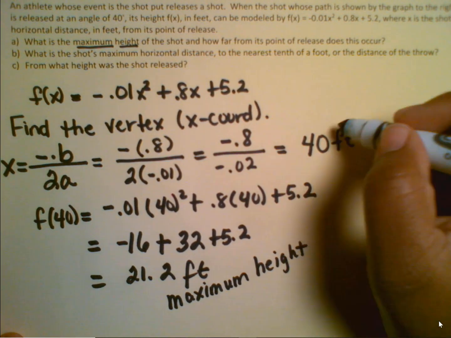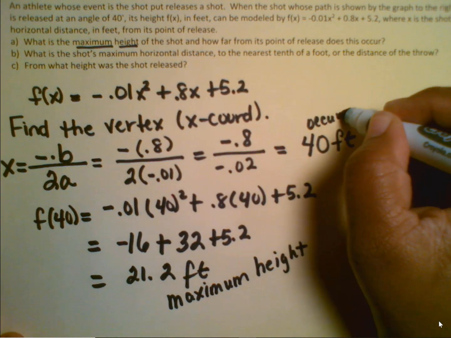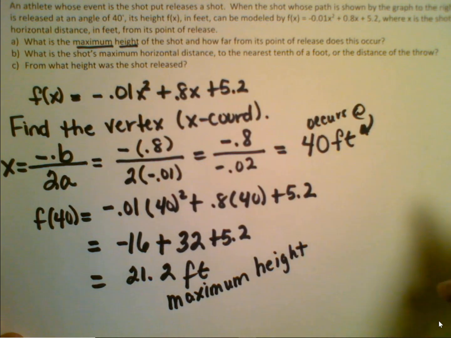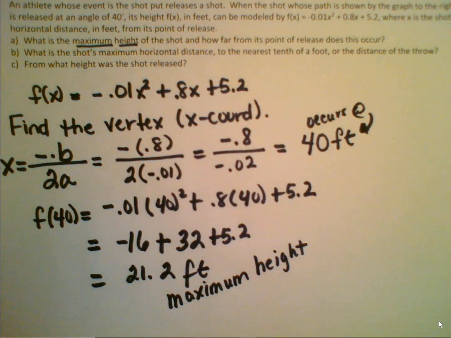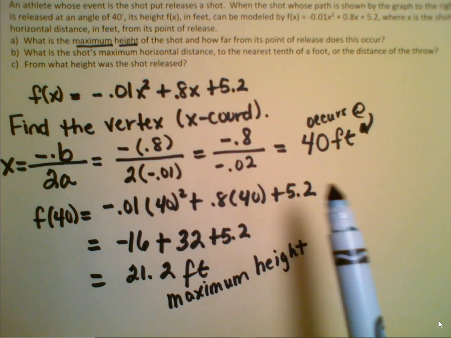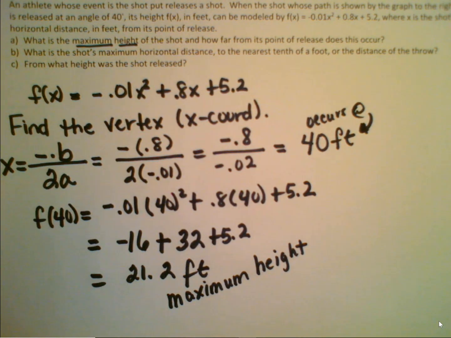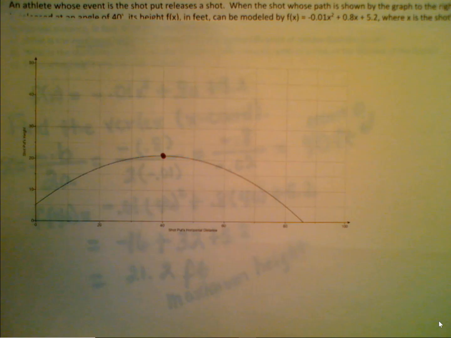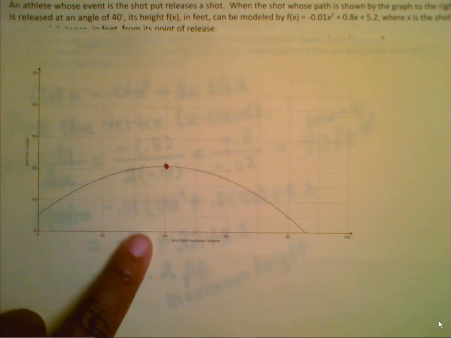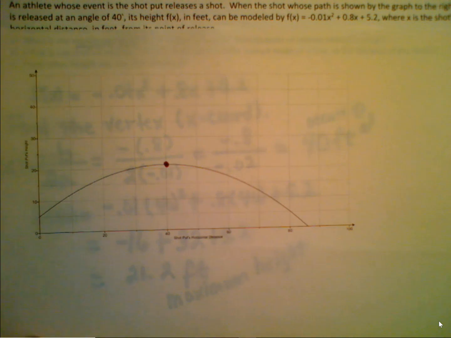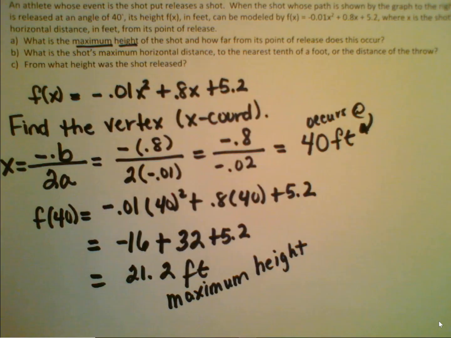And it occurs at 40 feet. So we've answered part B. Okay. So the next question is asking us, what is the shot's maximum horizontal distance? Okay, we found the height. Now we want to find the maximum horizontal distance. We know it's at a 40-degree angle, but what is its horizontal distance? So let's work that one out.